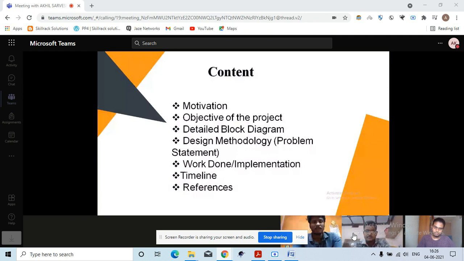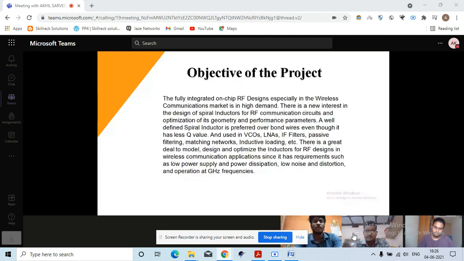Objective of our project. Nowadays, fully on-chip RF designs, especially in the wireless communication market, are in huge demand, and so there came a new interest in the design of spiral inductors in VCOs, LNAs, IF filters, passive filtering, matching networks, passive components, inductive loading, etc. And these on-chip spiral inductors were widely preferred over bond wires.